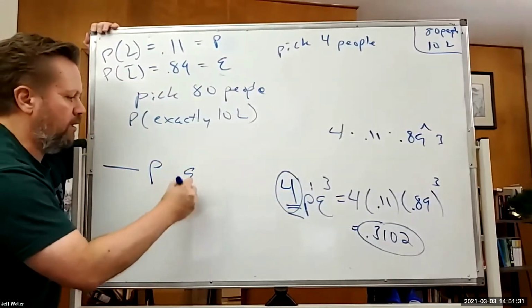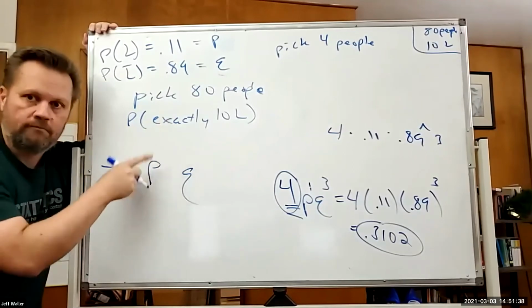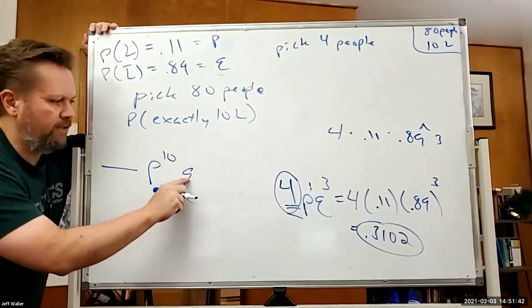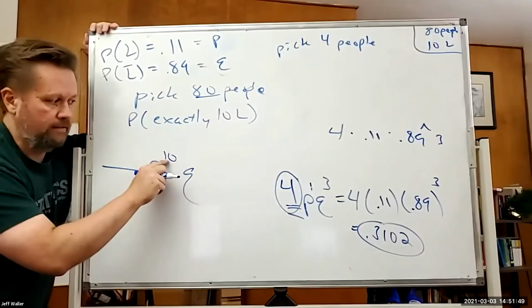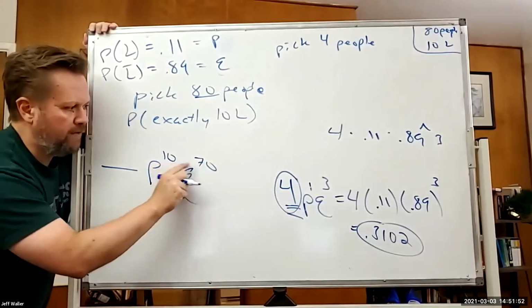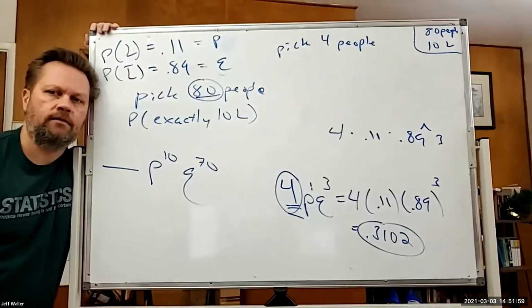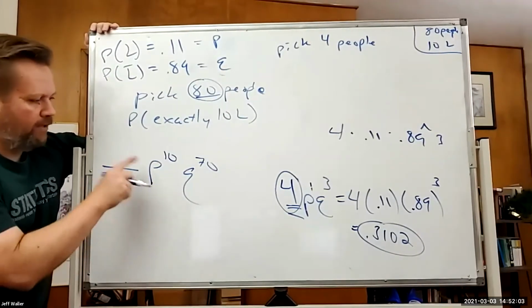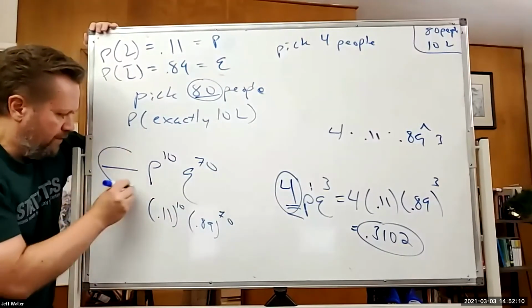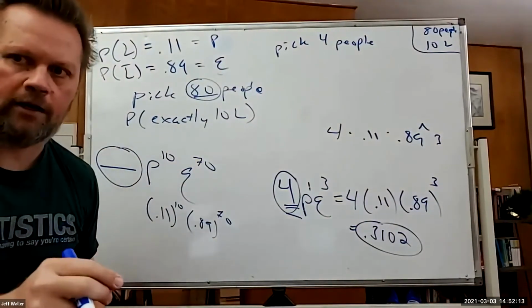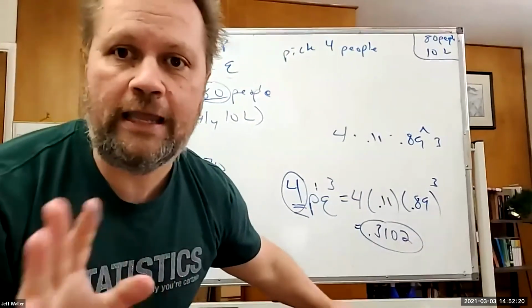But can somebody tell me what will the power be on the P? How many of these do I want? 10. I want 10 of these. So how many of these do I want? 70. Exactly. What's always got to be true about those powers? They have to add up to 80. I love it. So I know everything here except for this number. All right, so let me show you on the calculator, because there ain't no way in hell we're going to make that list. And you're about to see why.